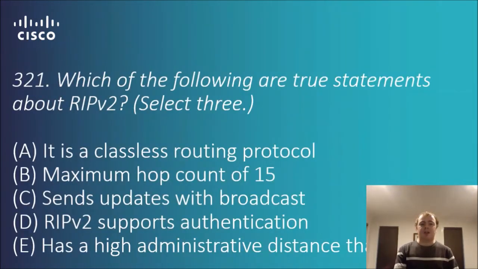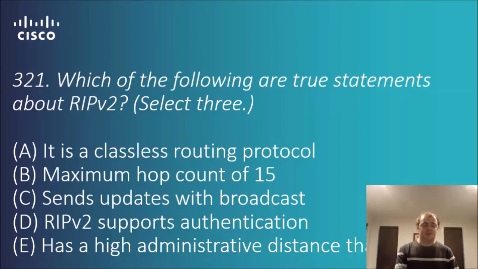321, which of the following are true statements about RIP version 2? Select 3. We've got: it's a classless routing protocol; maximum hop count 15; sends updates with broadcast; RIP version 2 supports authentication; has a higher administrative distance than RIP version 1. Okay, so again, these are basically characteristics, things that you can read in the textbook and a matter of learning.